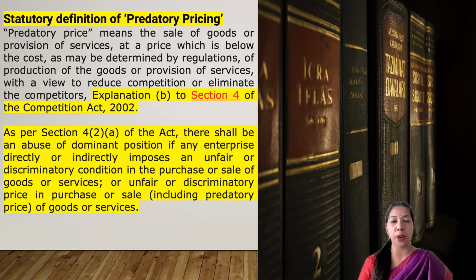As per Section 4, Subclause 2, Subsection A, predatory pricing falls under the concept of abuse of dominant position. There shall be an abuse of dominant position if any enterprise directly or indirectly imposes an unfair or discriminatory condition in the purchase or sale of goods or services, or imposes unfair or discriminatory prices in purchase or sale, including predatory pricing. So if somebody is doing predatory pricing, that is a discriminatory activity which is against the competition law in India, against the Competition Act 2002, and which is punishable.